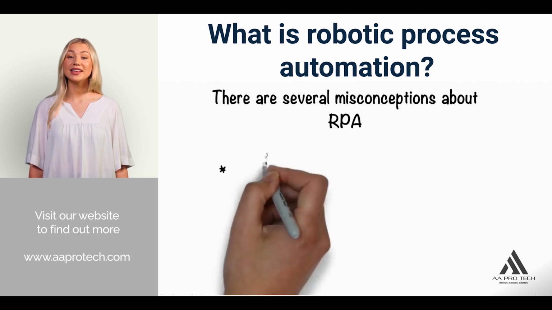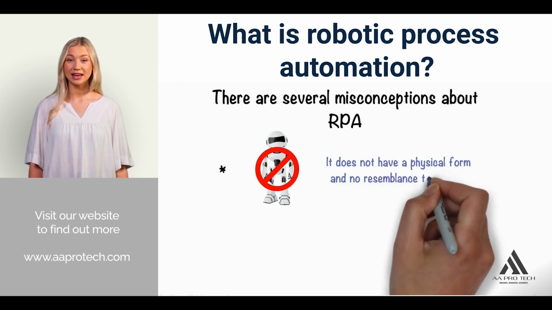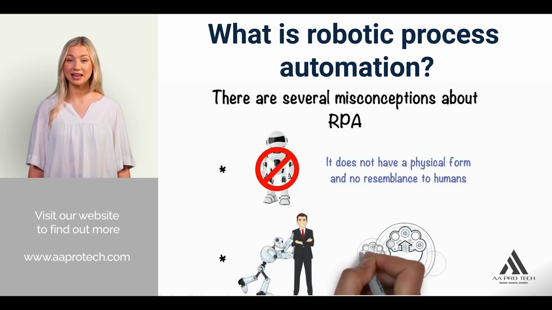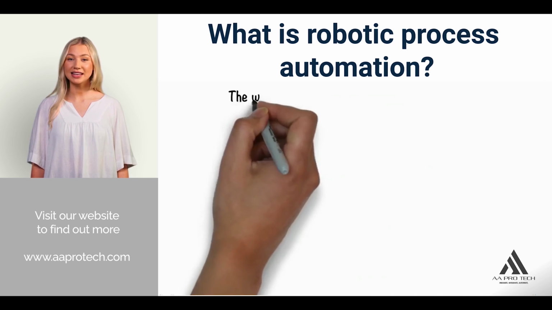There are several misconceptions about RPA. RPA is not a humanoid robot. It does not have a physical form and no resemblance to humans. RPA cannot replace humans or replicate human cognitive functions. It does not have a brain of its own and cannot perform logical or critical thinking as humans do.